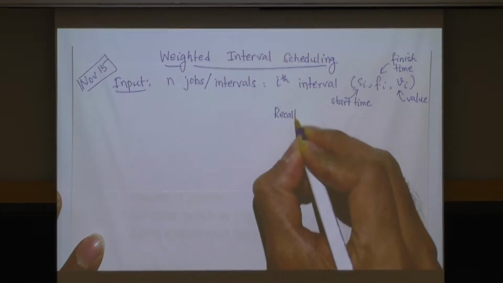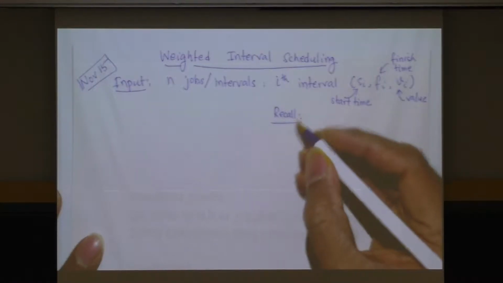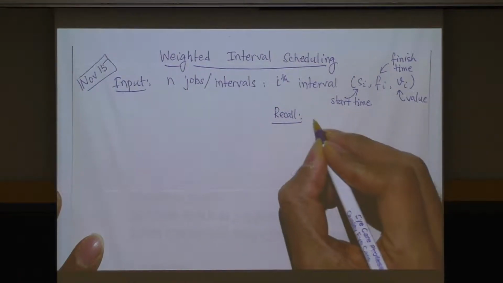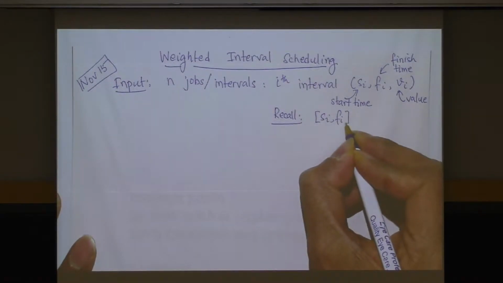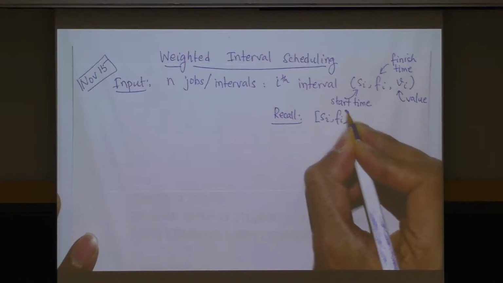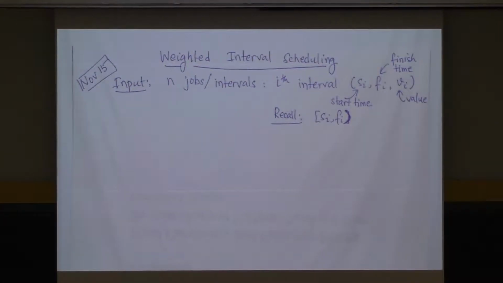So recall the convention that we think of the intervals as starting from time Si, but it has to finish strictly before Fi. Okay, so the actual finish time has to be Fi minus 1.